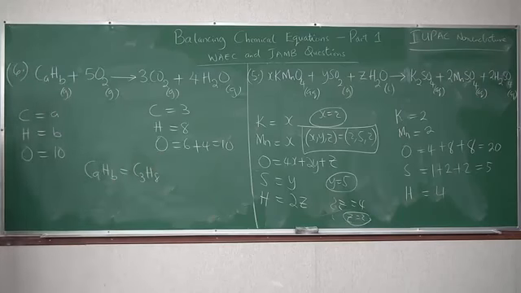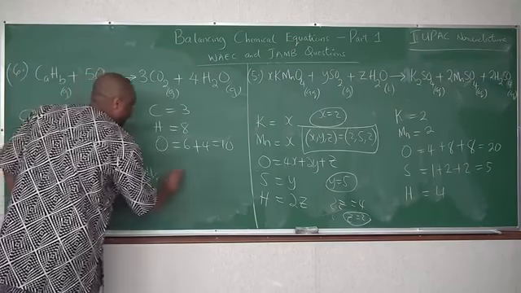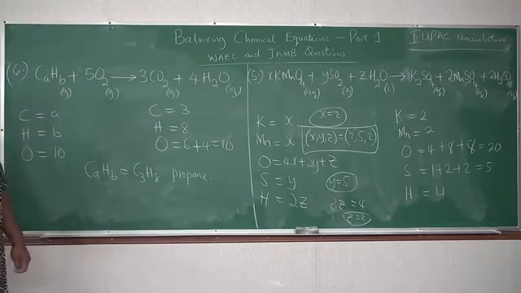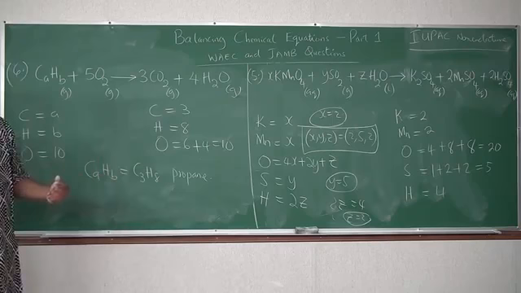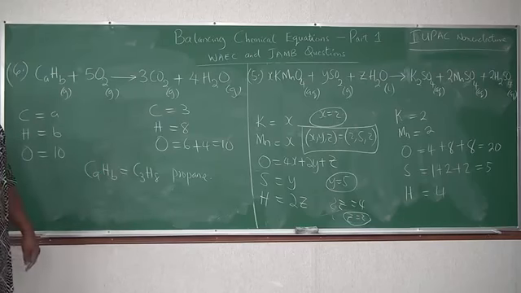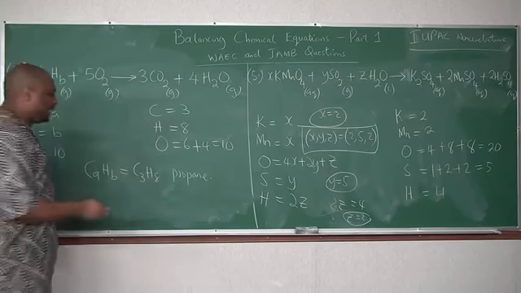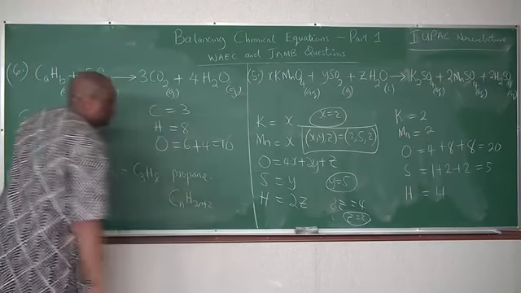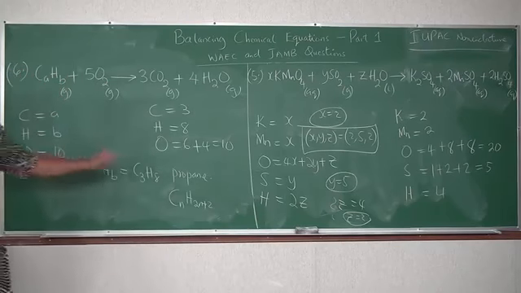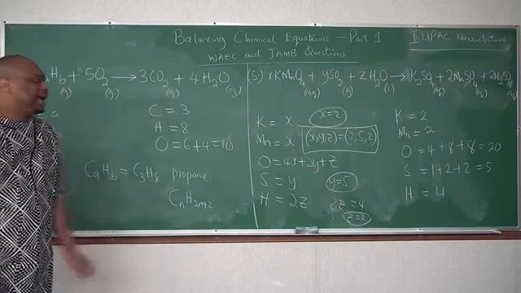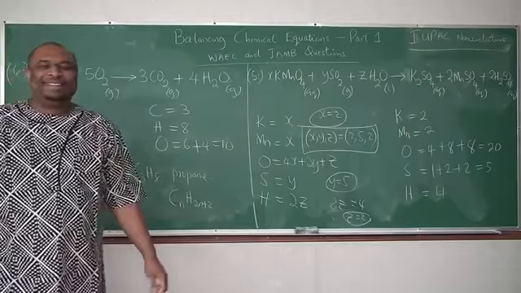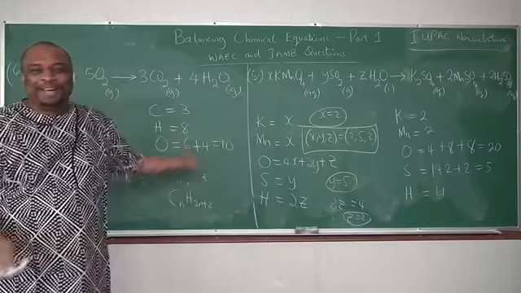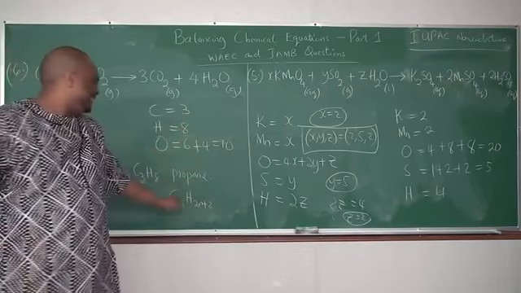And what is this? This is propane gas. Remember that alkanes have a general formula of CnH2n plus 2, because 3 times 2 is 6, plus 2 is 8. So this is your propane gas. Many of you know what propane is, but maybe you don't know the formula. This is the formula here.